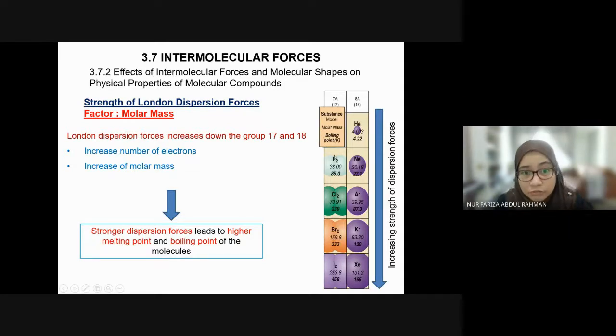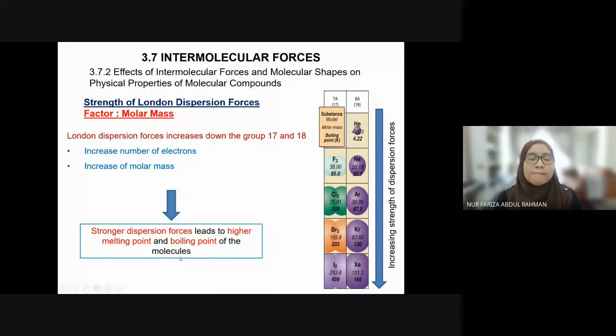We know that going down the group, the size becomes larger. Right? The size becomes larger, the number of electrons also increases, and the molar mass also increases. We know that London dispersion forces are formed due to the movement of electrons. So the more electrons we have, the higher the tendency for London dispersion forces to be formed. That's why it is based on molar mass. The number of electrons increases and therefore the molar mass also increases, down the group. Stronger dispersion forces lead to a higher melting point and boiling point of the molecules. Understand? So the higher the molar mass, the stronger the London dispersion forces.